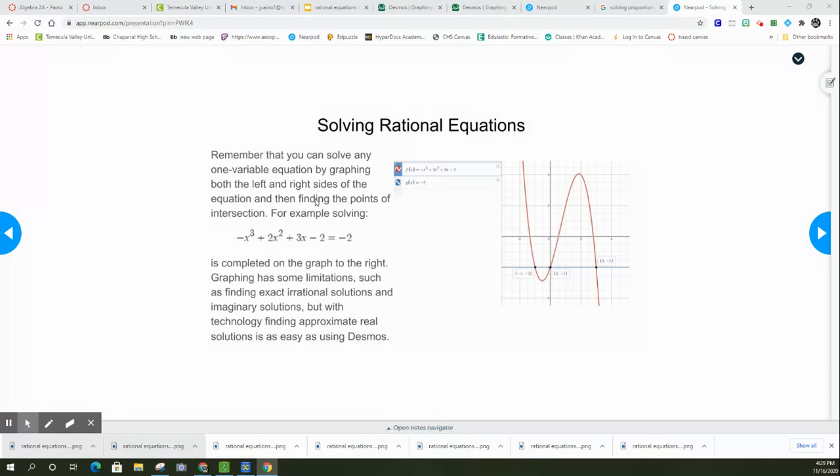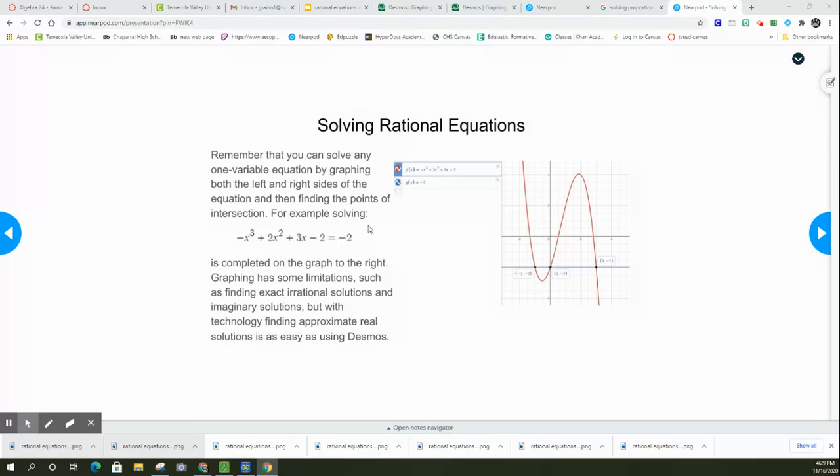So just to recap, we could solve anything by graphing. Here I've got an example of a polynomial function, a cubic polynomial set equal to a number. We could solve by graphing by simply graphing each side of the equation. In red over here is negative x cubed plus 2x squared plus 3x minus 2, and in blue is negative 2. You can just see where they cross. The points of intersection are the solutions, the x values. So negative 1 is a solution, 0 is a solution, and 3 is a solution to this equation.